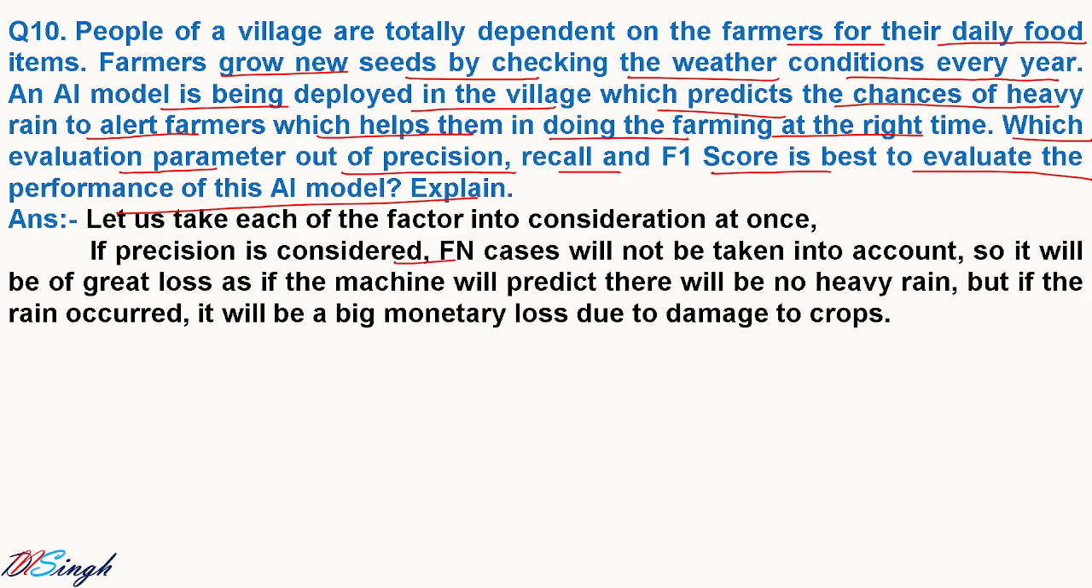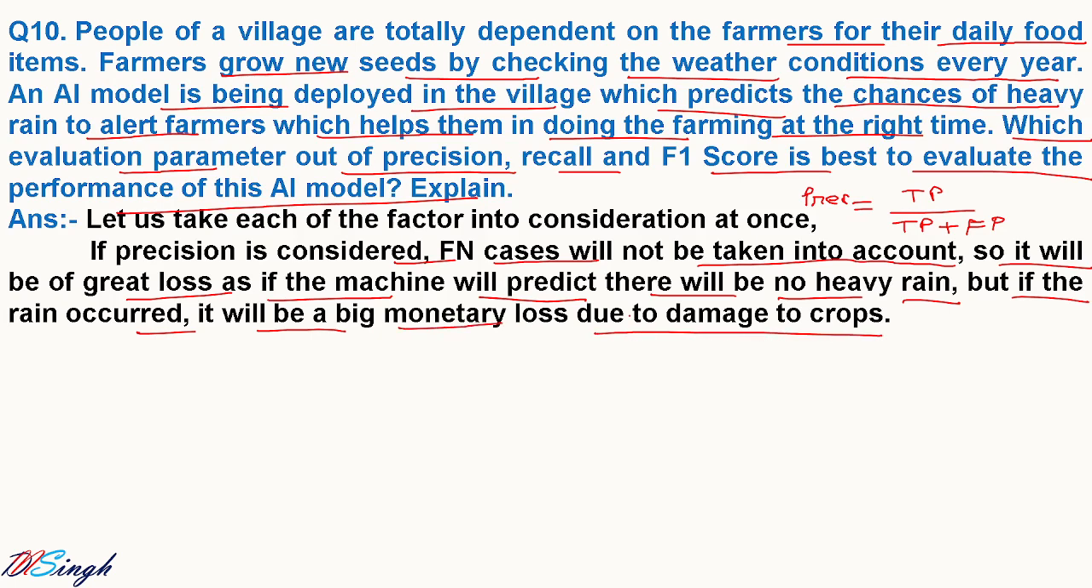If precision is considered, false negative cases will not be taken into account because the precision formula does not take false negative cases into account. What is the precision formula? TP upon TP plus FP. It takes false positive cases into account, but it does not take false negative into account. So it will be a great loss if the machine predicts there will be no heavy rain, but rain occurs. It will be a big monetary loss due to the damage of crops because your AI model is saying that there is no rain and actually there is rain in the near future.